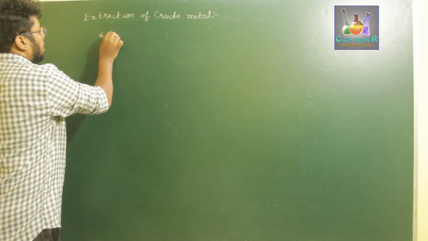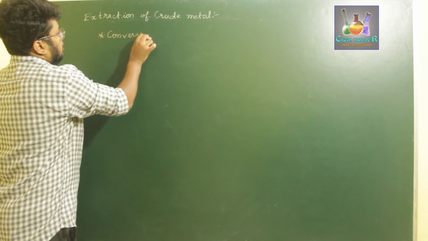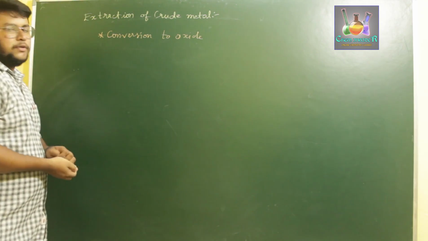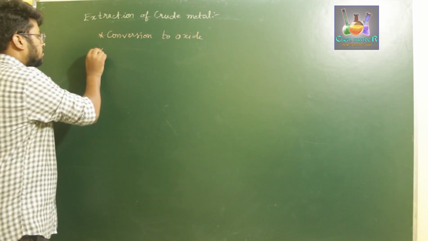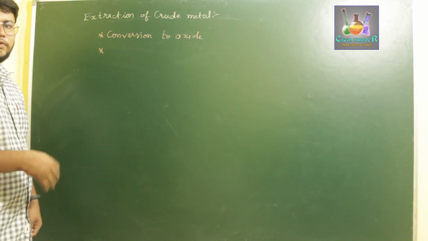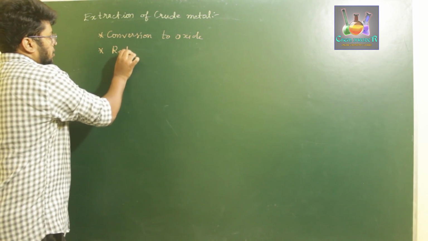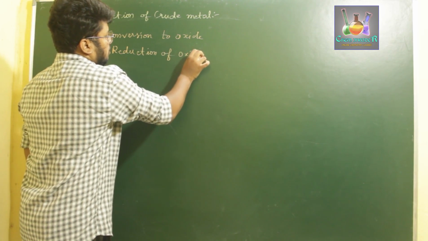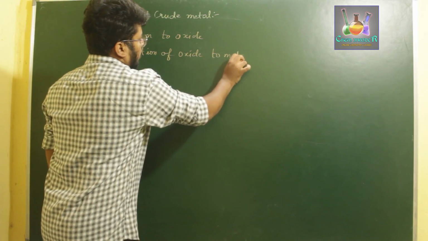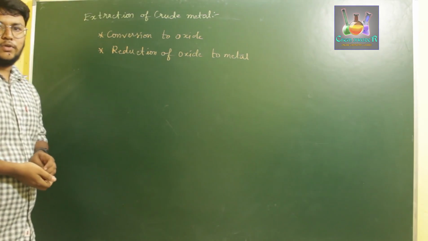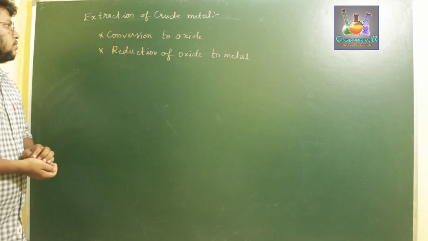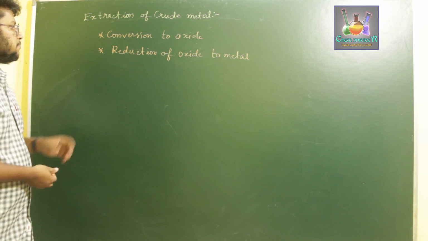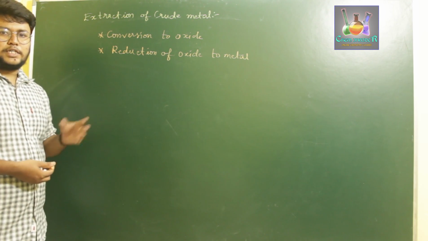The first is conversion of our crude metal ore into its respective oxide. And in the second step, we reduce the given oxide to its proper metal, that is, reduction of oxide to metal. So we carry out these two steps in order to extract crude metal from our concentrated ore. The first one is the conversion of the concentrated ore to its respective oxide, and the second one is reduction of that oxide to its respective metal.